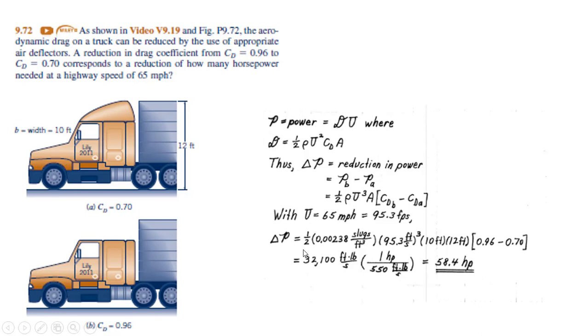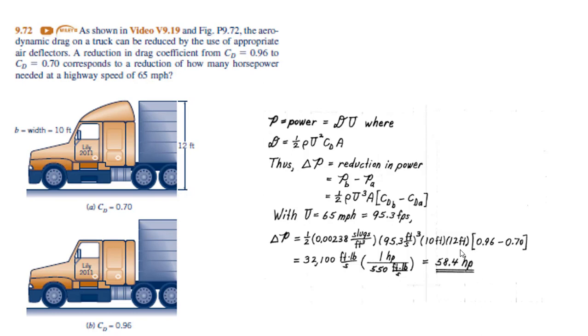Area is same, U is same, and so U is like 65 miles per hour, which we can convert into feet per second. So when you put everything into the relation, this is slugs per feet cube, which is the imperial unit of density. This is the feet per second. The velocity. 10 जो है आपके पास इसके अंदर width है इस ट्रक की, और 12 जो है वो उसकी हाइट है. सो आपके पास जो फ्रंट एरिया है वो 12 टाइम्स 10 हो गया, और 0.96 माइनस 0.7.